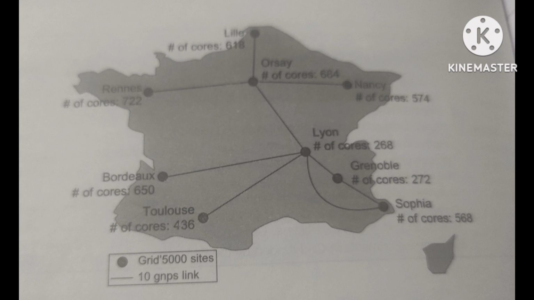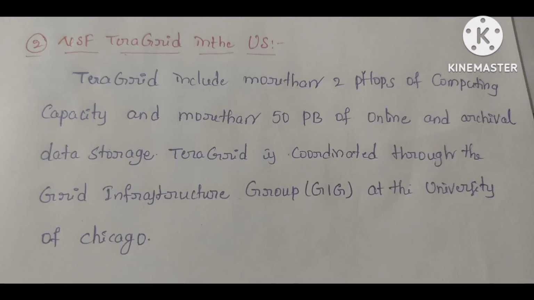So this is the diagram of Grid 5000 which is located in France. Here it is connecting all these main cities of France. The second subtopic is NSF TeraGrid and it is located in the US. TeraGrid includes more than 2 PFLOPS of computing capacity. PFLOPS means peta floating point operations per second, and it is used to measure the computing capacity. And more than 50 petabytes of online and retrieval data storage. The TeraGrid is coordinated through the Grid Infrastructure Group (GIG) at the University of Chicago. So this is regarding NSF TeraGrid in US.